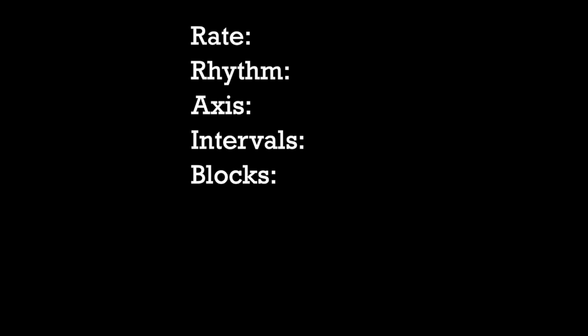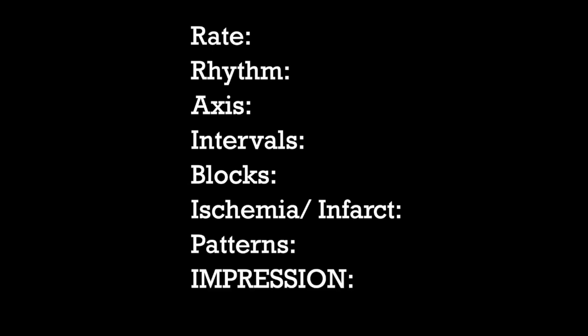We're going to talk about intervals and blocks. Then we're going to go through and look for signs of ischemia and infarcts. And then general pattern recognition, like hyperacute T waves or peaked T waves or needle-like Q waves or the Brugada stuff or all that kind of thing. Just some patterns that you have to know. And then we're going to come up with a final impression. So rate, rhythm, axis, intervals, blocks, ischemia and infarcts, patterns, and then come up with an impression.